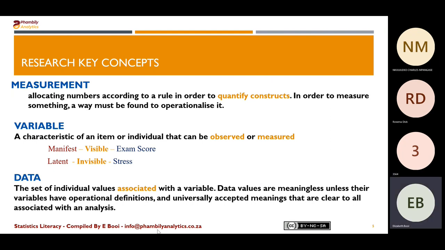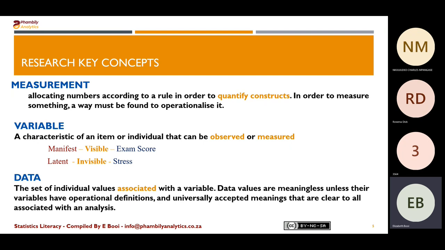Okay, if there are no questions, let's carry on and talk about variables. We continue with the variable. In terms of the variable, there are two types. It can be a manifest or it can be a latent variable. A manifest variable is one that is visible. We can see it, like the score of your test. When you write your exam, you get a score. We can see that it's visible.